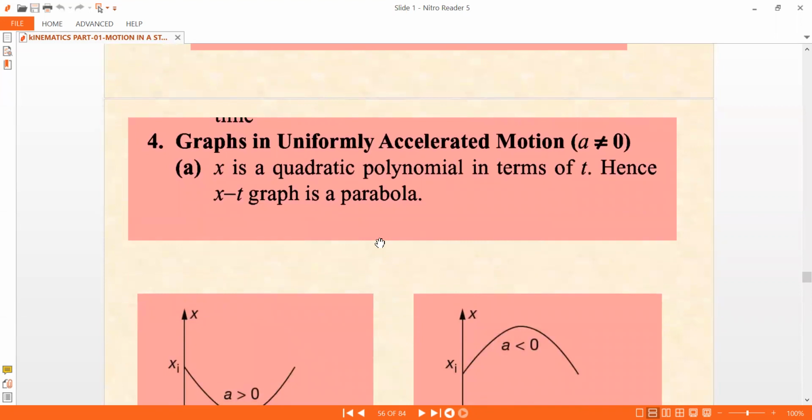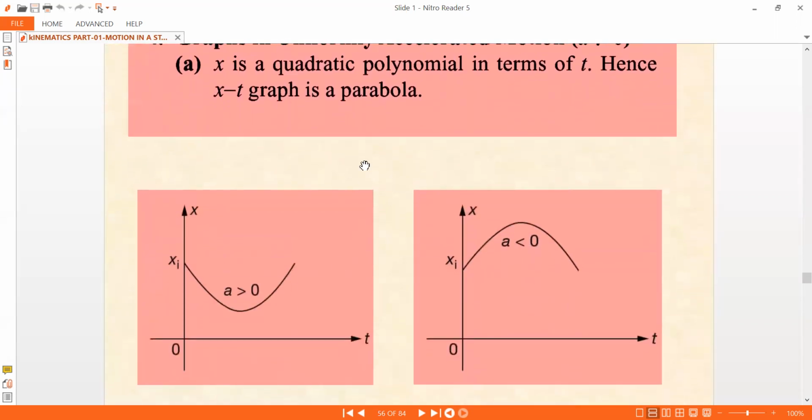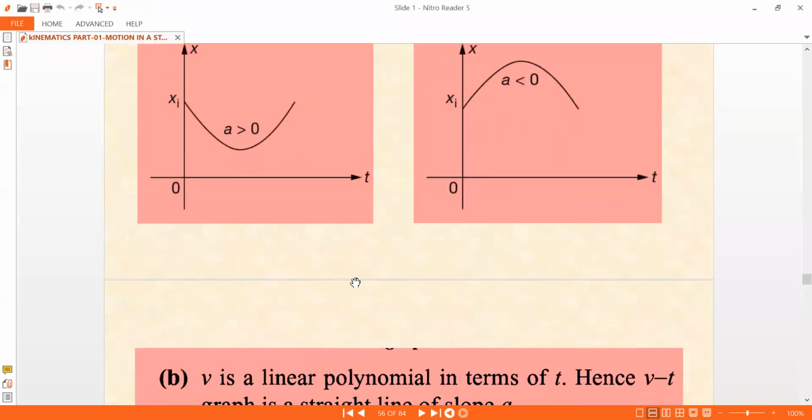Graphs in uniformly accelerated motion: the x versus t graph is a quadratic polynomial in terms of t. If you have uniformly accelerated motion, a is non-zero. If you find this kind of curvature, this is a cup kind of curvature. When you see a cup sort of thing, the acceleration is positive. So that is a cup, and this is a hill. If you see a hill kind of curvature, that means the acceleration is negative. So easily like this, you can remember the trick. Now you can pause the video and make a note.